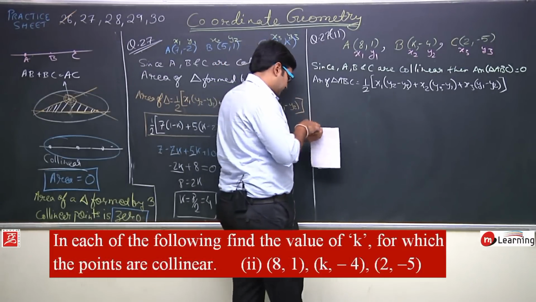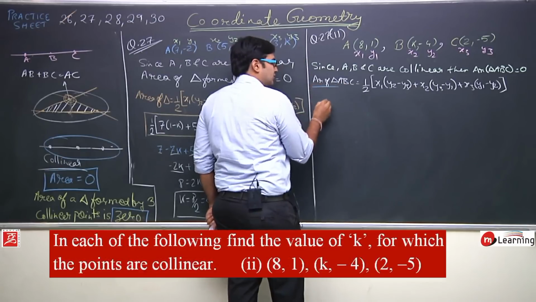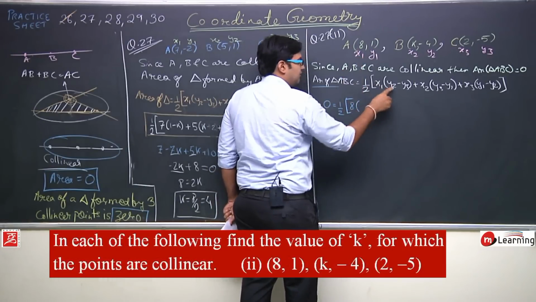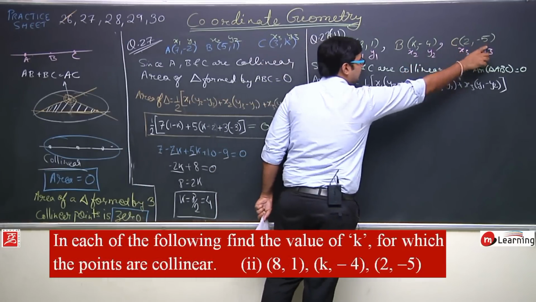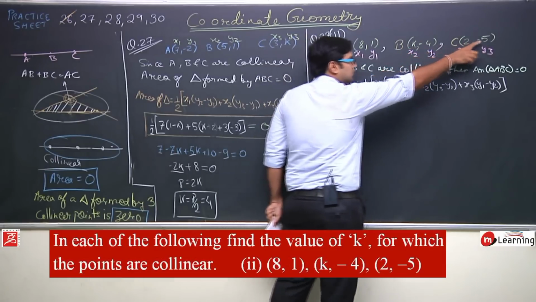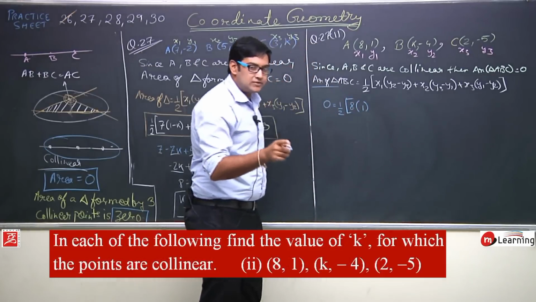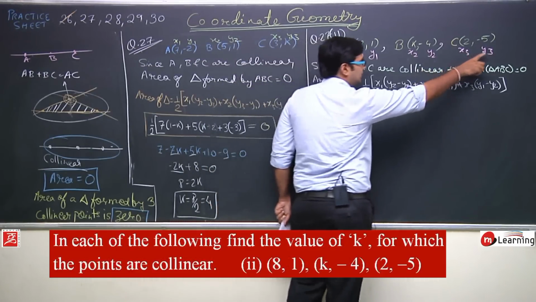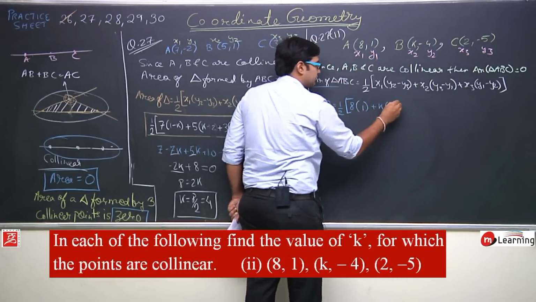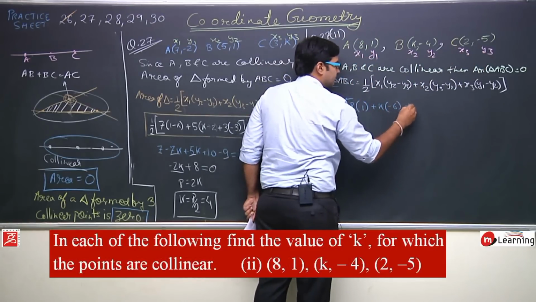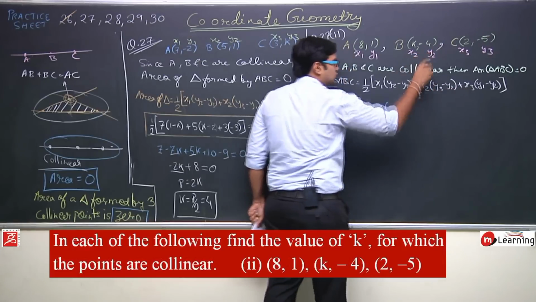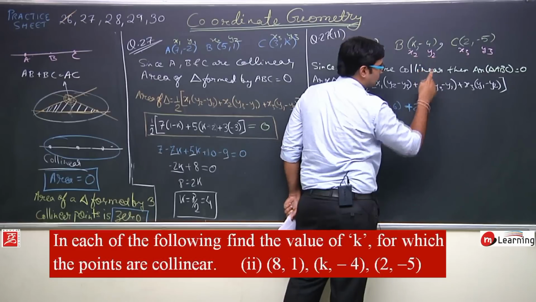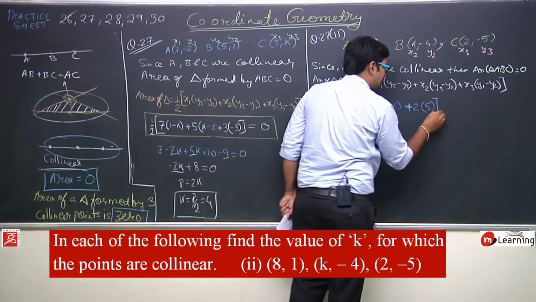Okay, so let us substitute the values in this. Now in place of area of triangle I write 0. 0 is equal to half of 2 into the bracket, x1 is 8, y2 minus y3, y2 minus y3 will give you 1, minus 4 minus of minus 5 is plus 5, so minus 4 plus 5 is 1. Then x2 is k into the bracket, y3 is minus 5, y1 is minus 1, so it will be minus 6, plus, now then x3 is 2 into the bracket, y1 is 1 and y2 is minus 4, so 1 minus of minus 4 that is 5, and bracket close.